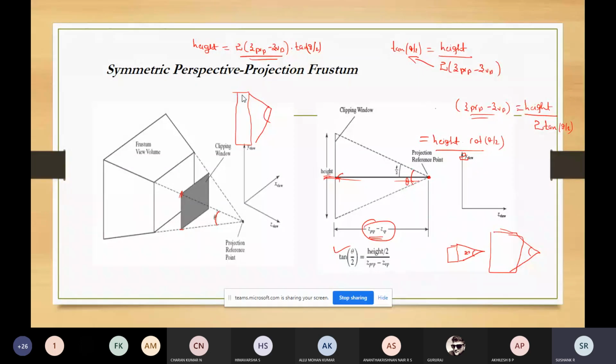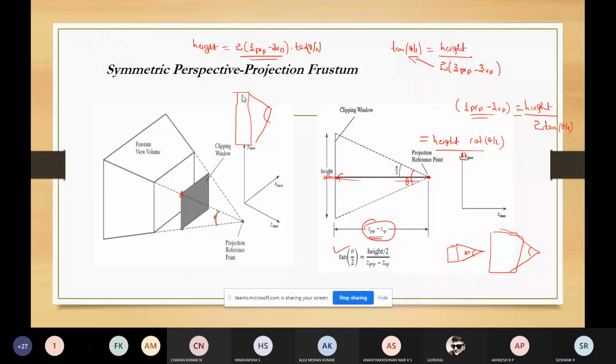So increasing this field angle theta, what effect will it have? It is increasing the height of the clipping window also. So this point you should remember. With respect to the angle, it is like zooming in. So this is the effect of theta with respect to the clipping window height.